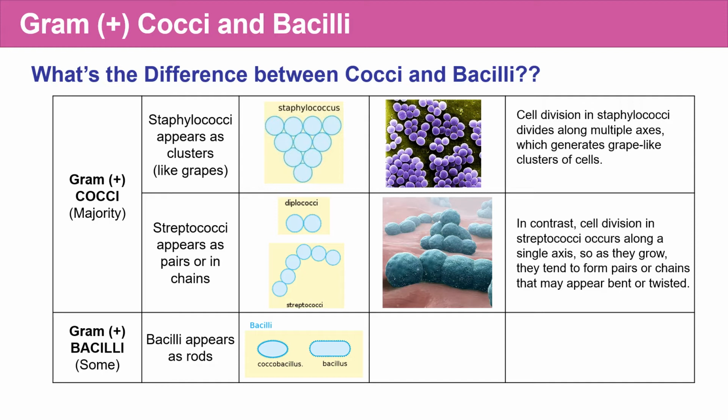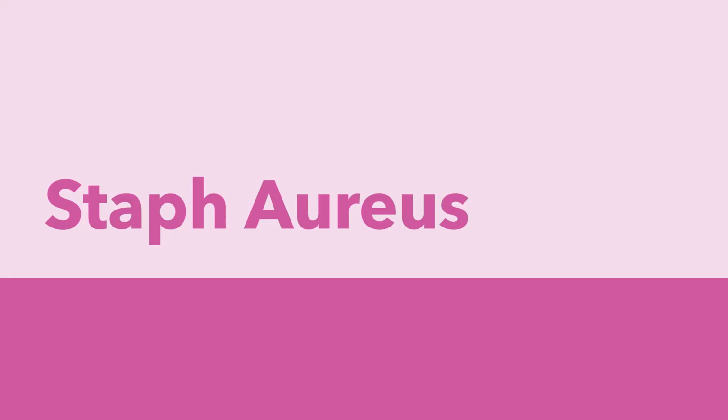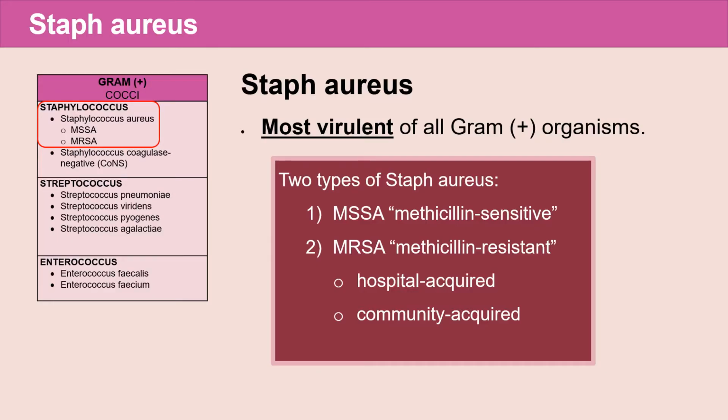And this group forms the smaller of the two subgroups of gram-positive organisms. So let's talk about the first group of gram-positive organisms named Staph aureus. Staph aureus is the most virulent of all the gram-positive organisms. And there's two types of Staph aureus: MSSA, which is methicillin-sensitive Staph aureus, and MRSA, which is methicillin-resistant Staph aureus, which can either be hospital-acquired or community-acquired.